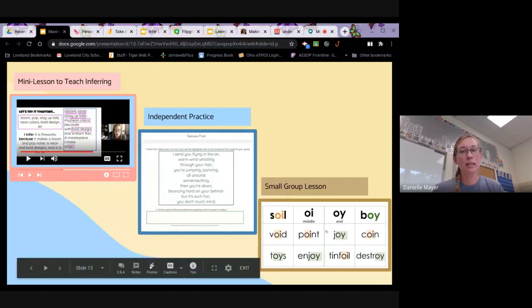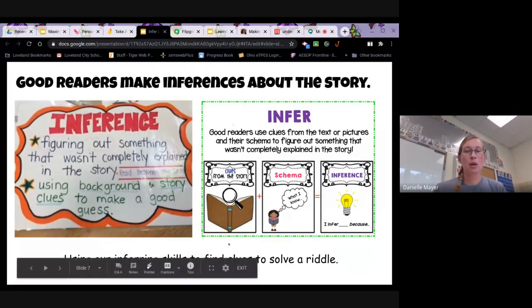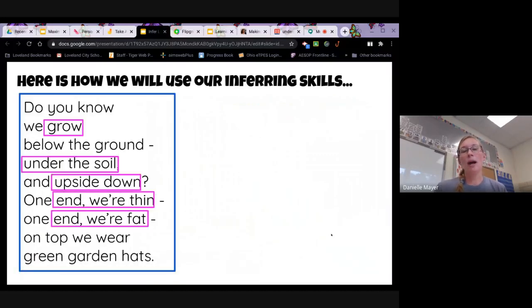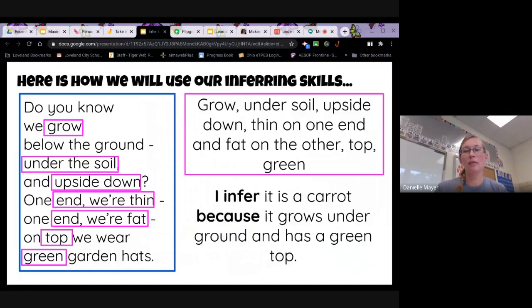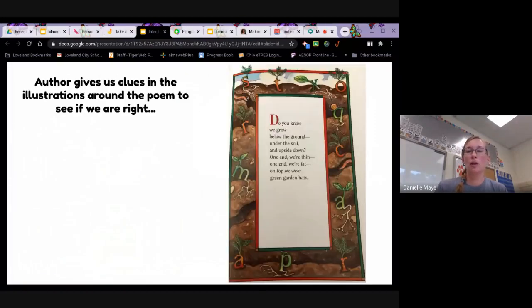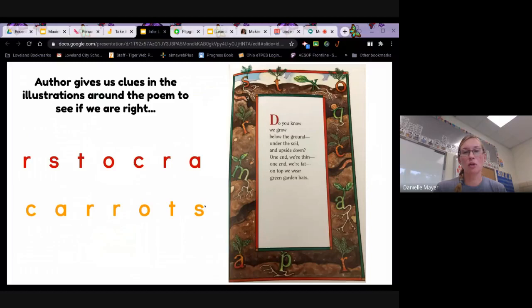And then once we got to small group, our small group lesson looks like the same anchor charts that I showed in the video. Our poem, we were able to highlight the key words and then think about them and then write our inference statement. The same thing that I had them do, I'm now doing with them again, only I'm making sure they understand. In the book, they give you the answer, but with the illustration. So then I also show them how to get the answer.